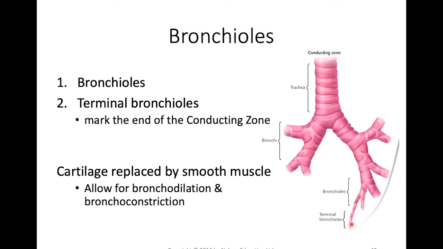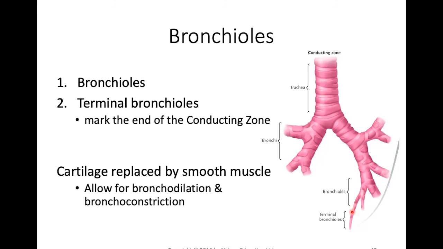Now, in the bronchioles, there's also the replacement of cartilage with smooth muscle. Remember before, we had cartilaginous ring structures that were supporting the trachea, the primary bronchi, secondary bronchi, even tertiary bronchi. Once we get into the bronchioles, we replace that cartilage with smooth muscle. And the smooth muscle allows them to dilate and constrict.